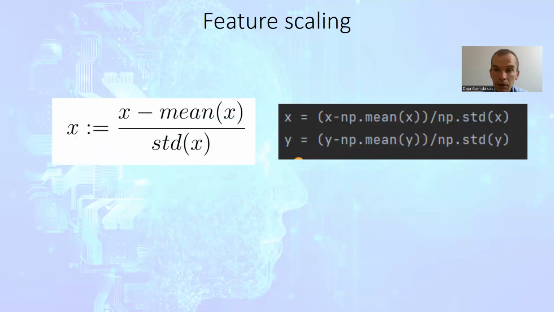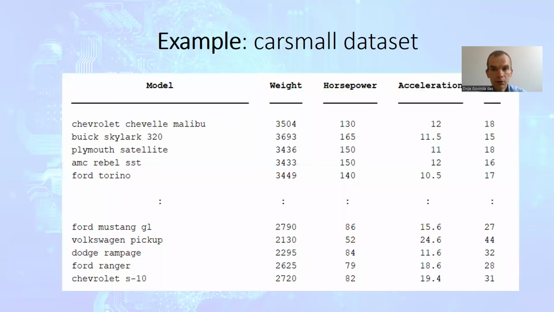How is it done? The usual technique for this is to subtract the mean value of the variable or feature and then divide it by the standard deviation, the square root of the variance. It's the standard deviation of some variable. Also, a fragment of Python code is shown here. I will show you an example.